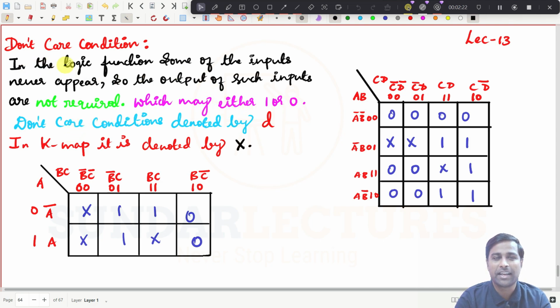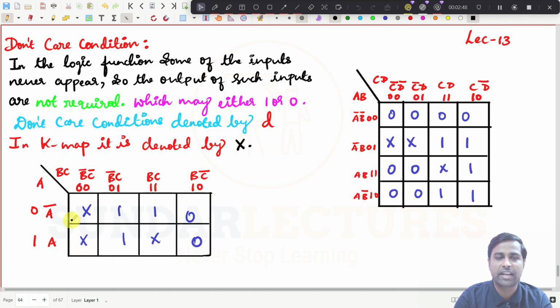Try to understand. In a logic function, some of the inputs never appear, so the outputs for such inputs are not required, which may be either 0 or 1, right? So this is called don't care conditions. We generally denote it by D, and in K-map we generally denote it by X. It may be 0 or 1, right? How can we do the simplification if a don't care condition comes?